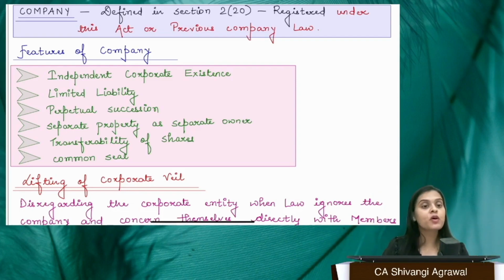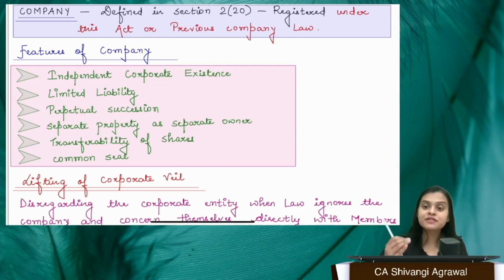As I told you about the history of Companies Act, we had Companies Act 1956. Even before that we had acts. 1913 was one of the important ones, but even before that we had acts. So these are all called previous company law. So law relating to company which was previously there, it is previous company law.